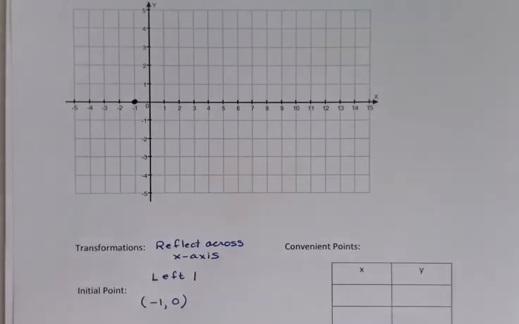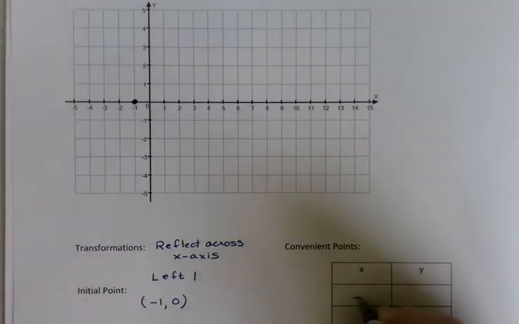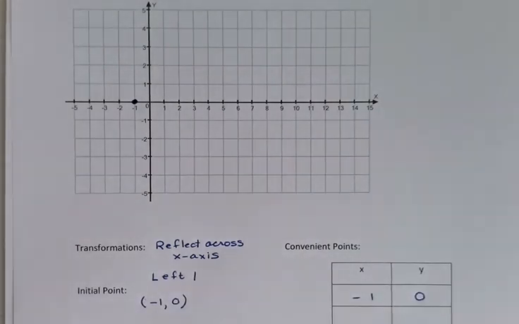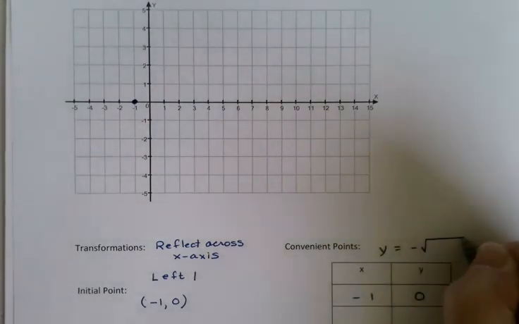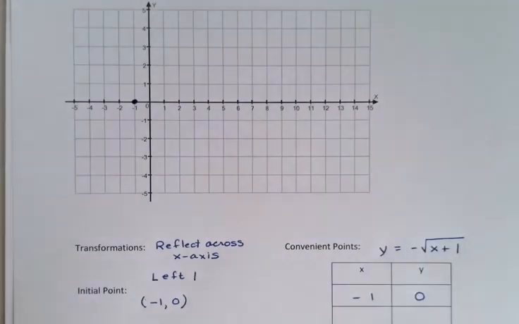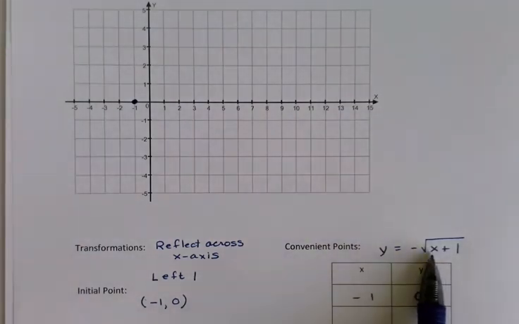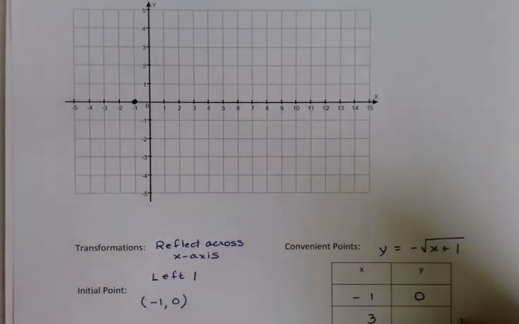We'll get a couple of convenient points to help us get the graph in the correct spot, but we already kind of know what it's going to look like. So negative 1, 0 was my first convenient point. That's an important one. That's the initial point. And then we'll go ahead and say, remember that our equation was y is equal to negative square root of x plus 1. And again, I want to pick some nice convenient points in here. 3 might be a convenient point. That'll give me the square root of 4, which I can do. So negative square root 4, it's negative 2.